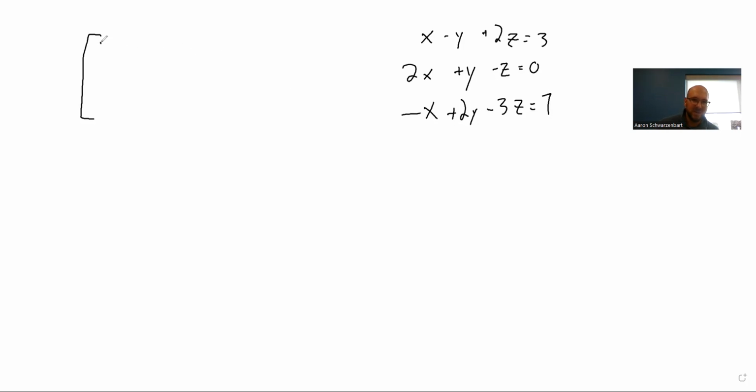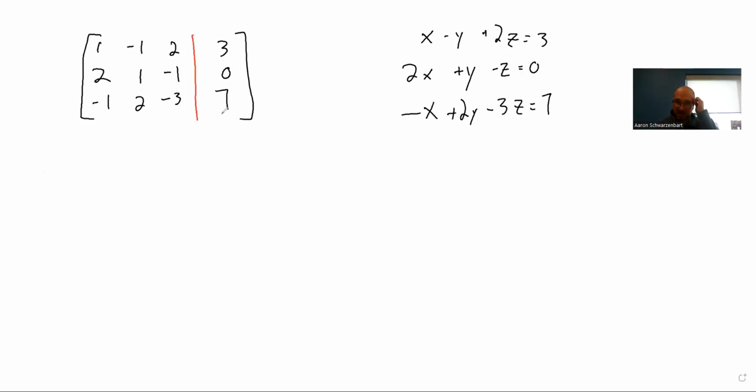I'm going to put this into my matrix. 1, -1, 2, and remember we call this an augmented matrix. 2, 1, -1, 0, -1, 2, -3, 7. Sometimes we can look at the thing to the left of the line and call it the coefficient matrix, and the thing to the right, call it the solutions matrix. So I am going to flip over to my calculator, show you how to reduce row echelon this and get the answers rather quickly.